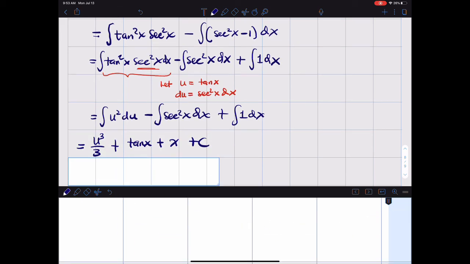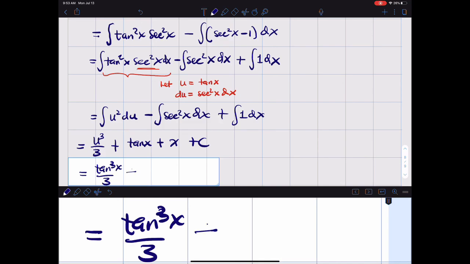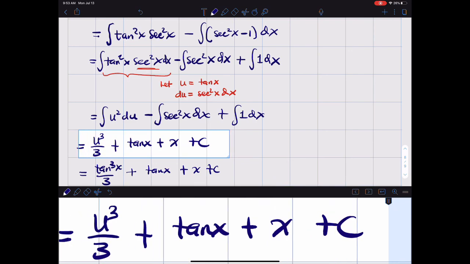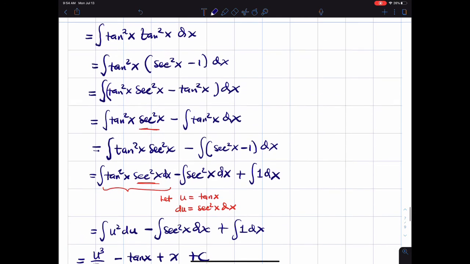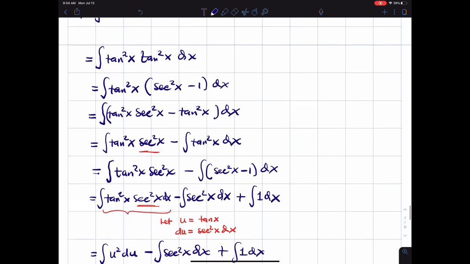But what is u? u is tangent of x, so tangent cubed of x over 3, minus tangent of x, plus x plus c. I think I got carried away and was putting pluses where I shouldn't be putting them. So this is negative. All right, so that's our answer to that problem.